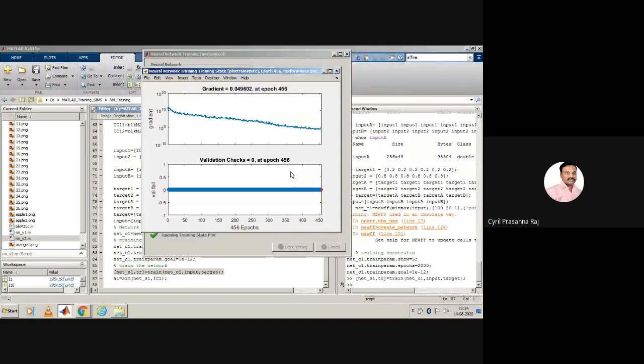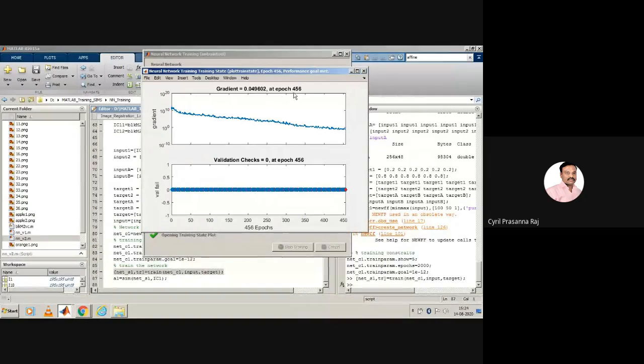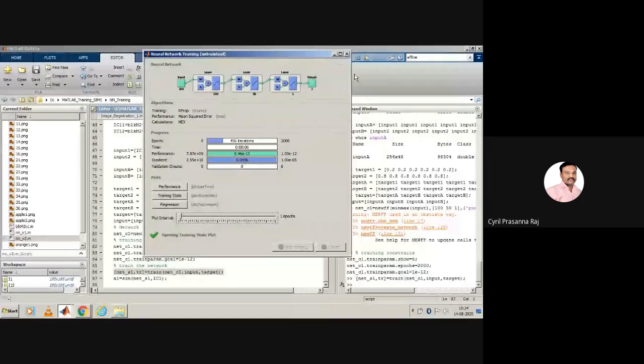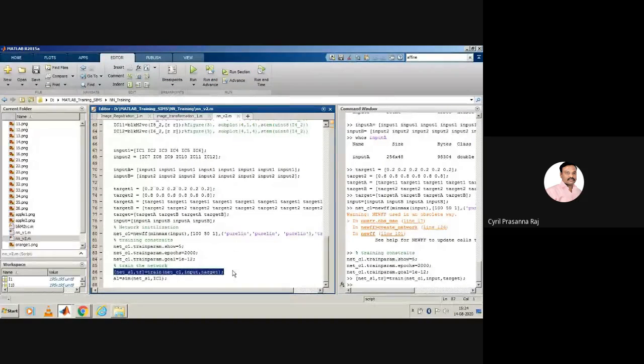Then you also have the training plots. If you see, it is gradient and epoch. At 456 epoch, it is able to reach the required gradient, and error is also equal to 0. So these are all the performances of your network. Now we'll try to minimize this, and since training has been done, we will now test the data. We'll first apply an input image IC1, that means the first input is 1, and see whether it is able to give you 0.2. So we'll try to simulate it.